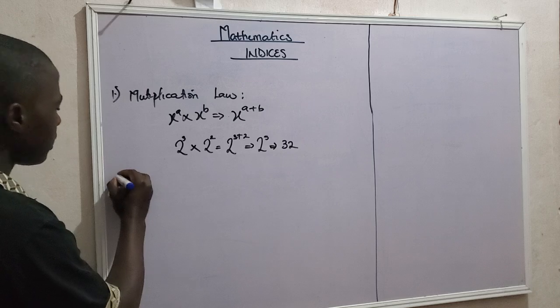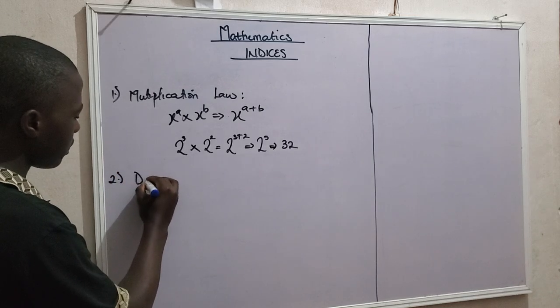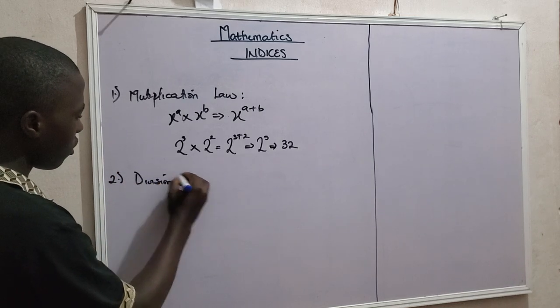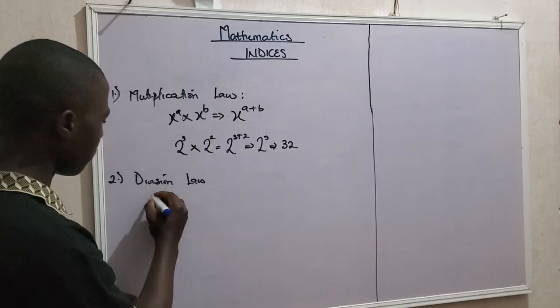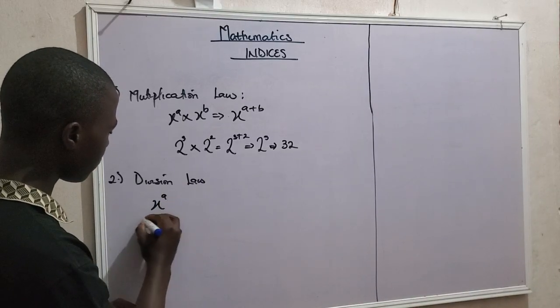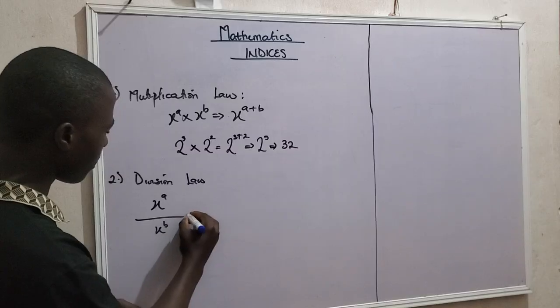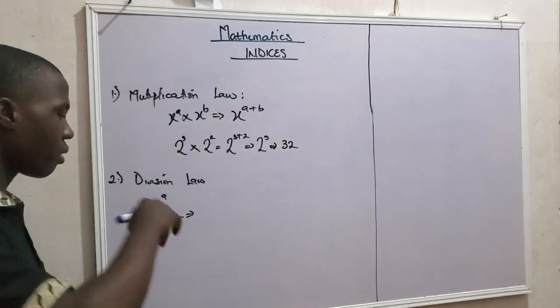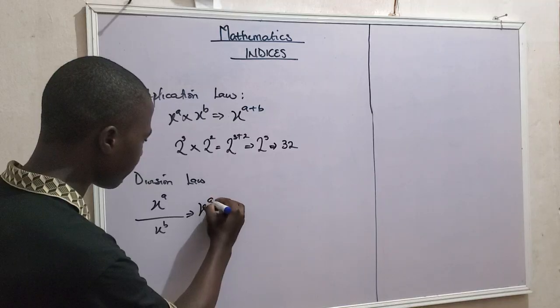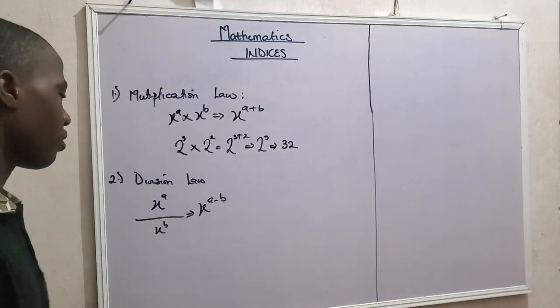Now next up, we have the division law of indices. Let's use the same variable. Take for instance x raised to a divided by x to the power of b. What you do here is take a common base and then subtract the powers.